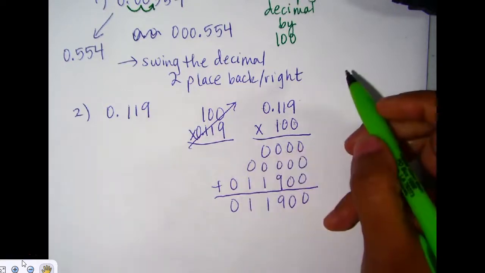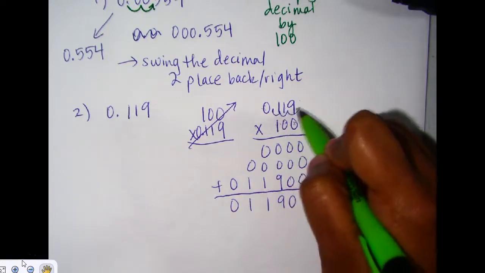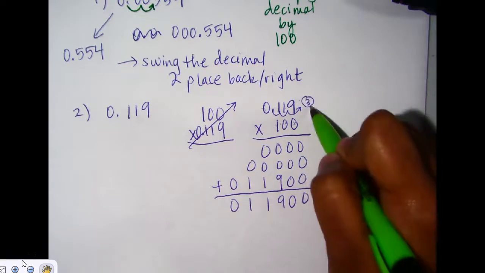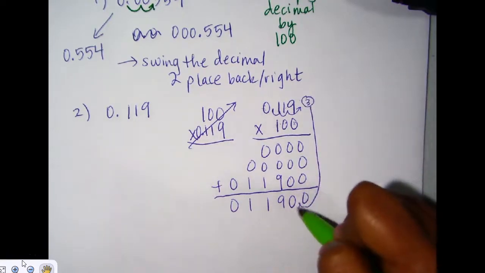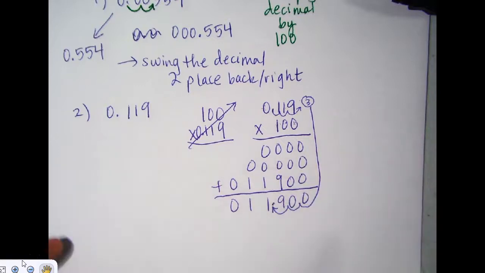And remember, the rule with decimals is you swing. So we're going to swing this decimal out 1, 2, 3 places, and swing into the answer 1, 2, 3. So it's going to end up right there, and it's 11.9 is the answer. All right, so the answer is 11.9.